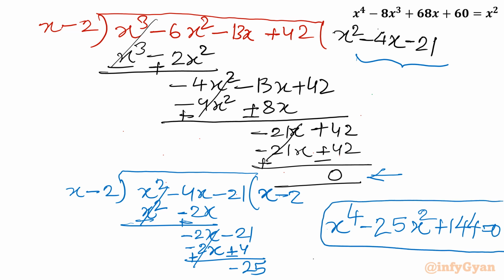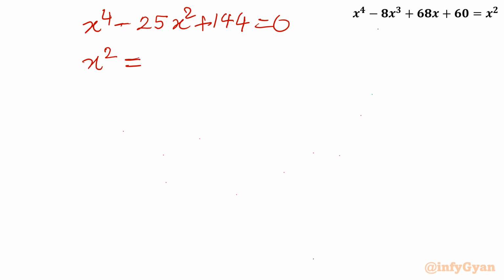This is called successive division, and our quartic is converted into degree 4 with diminishing factor 2. So what I will do, I will solve this equation: x power 4 minus 25x square plus 144 equal to 0. So this is quadratic in x square, so I will write directly the quadratic formula.